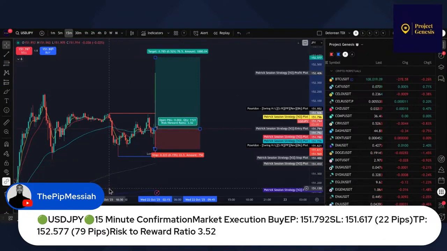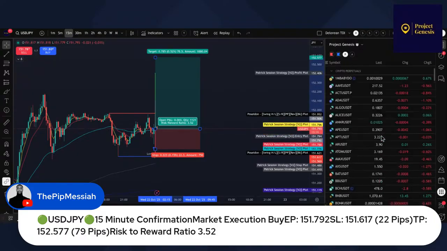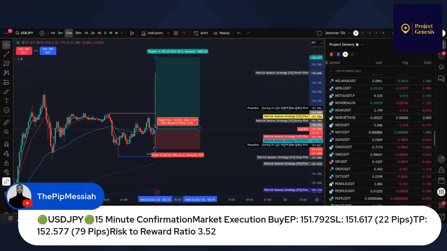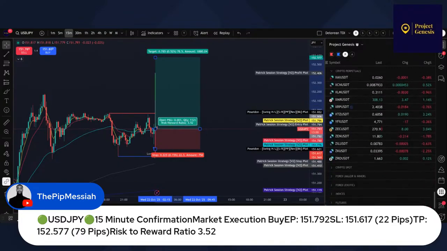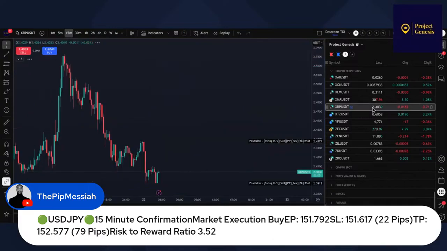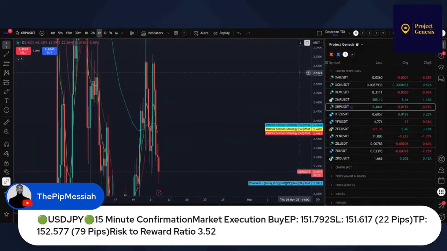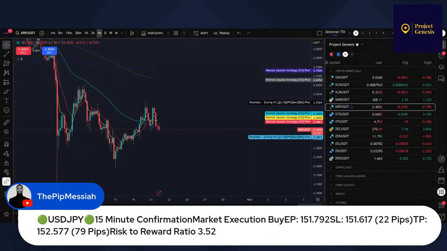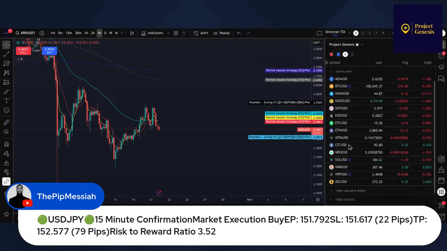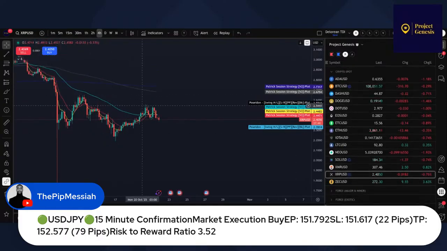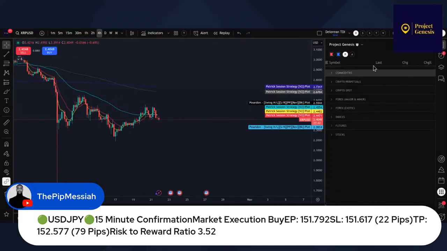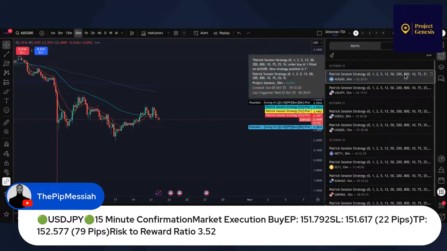All right, since we got a take profit on XRP, let's take a look at that first. I don't even remember having a trade on XRP. Never mind, look at it later.